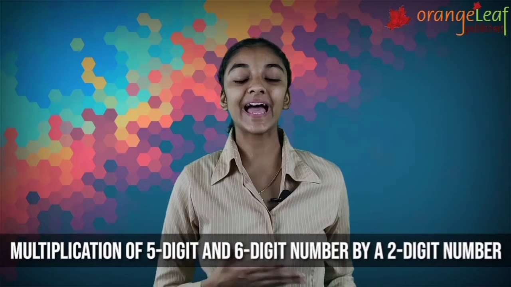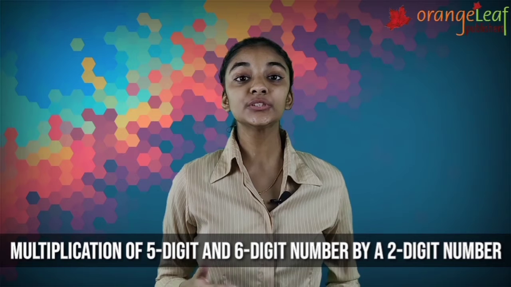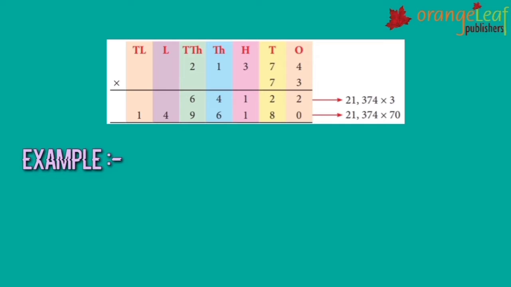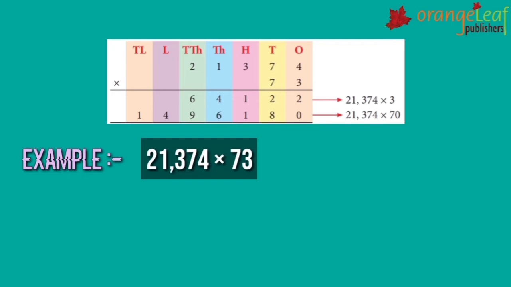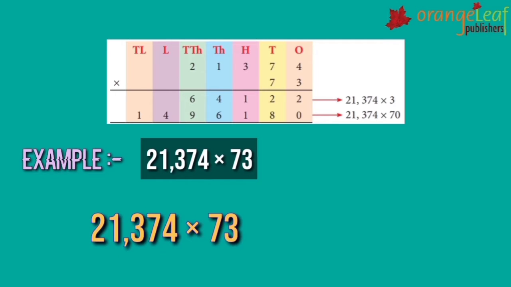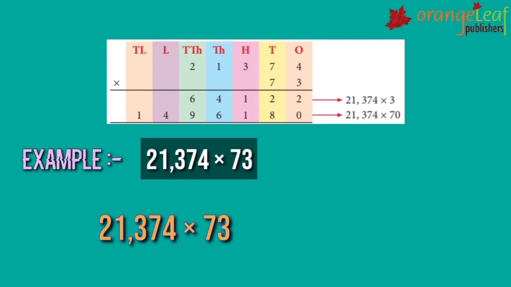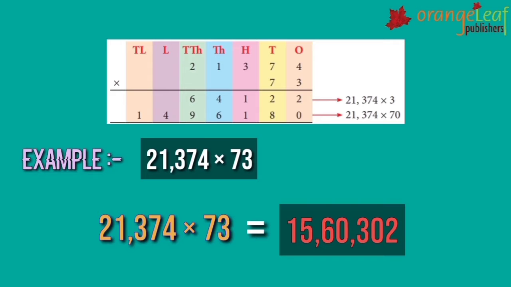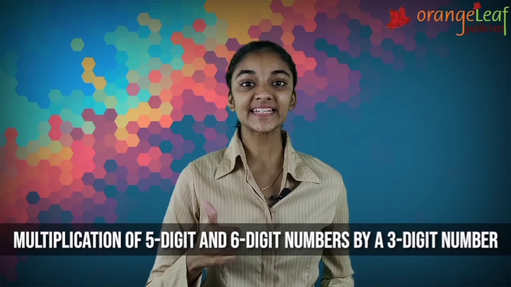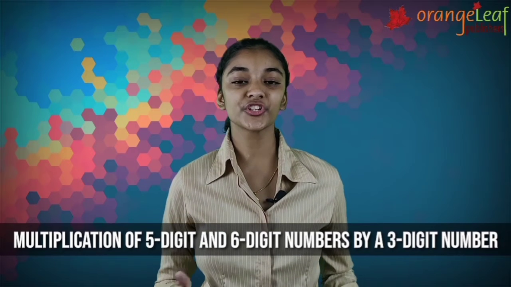Multiplication of 5-digit and 6-digit numbers by a 2-digit number. Let us take an example. 21,374 multiplied by 73. Let us follow the same steps and then we are going to get the answer as 21,374 into 73 is equal to 15,60,302.